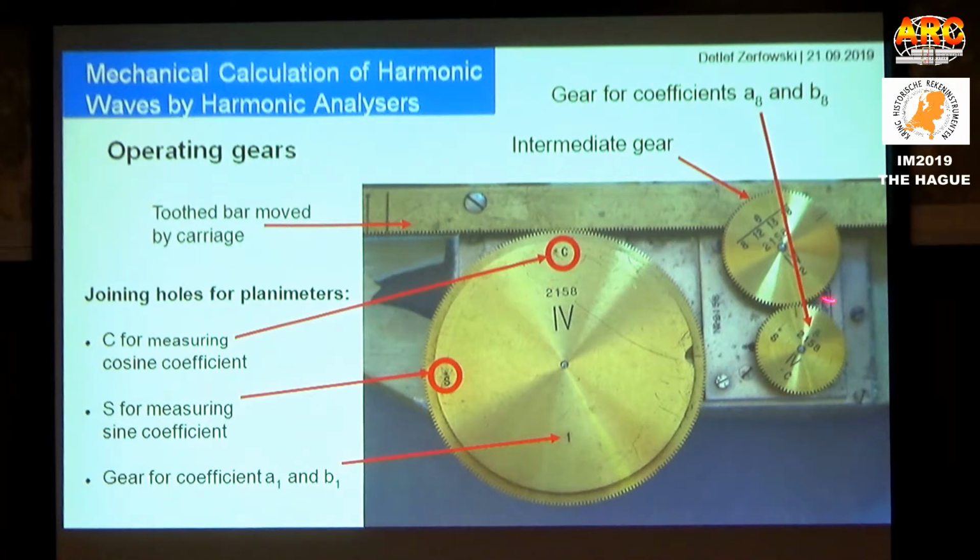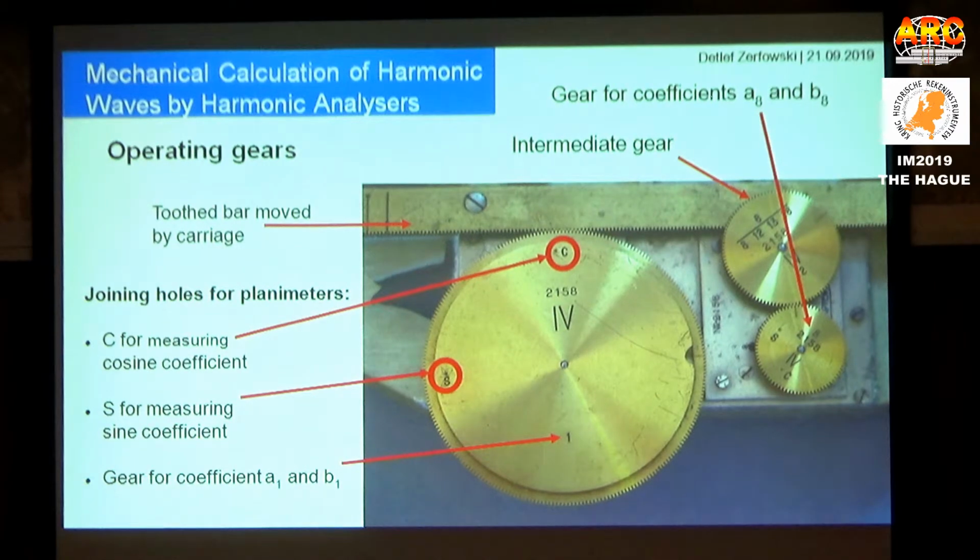For some of these coefficients, it's difficult for them to run directly in these two bars. Therefore, for example, for the coefficient 8, you need an intermediate. Below this tooth wheel, there is at the bottom another tooth wheel which is getting into the tooth bar.